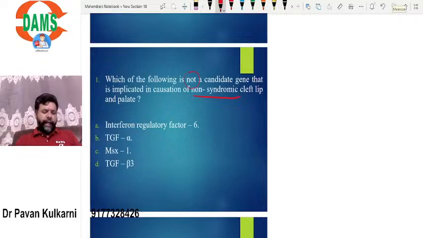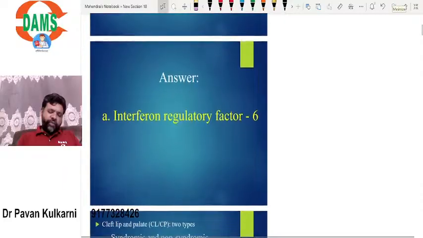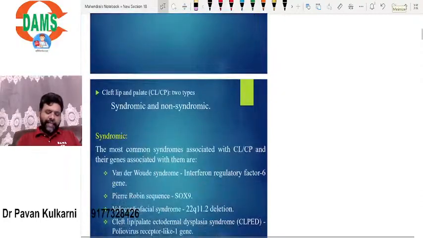The options are interferon regulatory factor 6, TGF alpha, MSX1, TGF beta 3. So actually these are the four options. Out of this, interferon regulatory factor 6 is the correct answer. I'll go back to this question later. Let us discuss a little more.